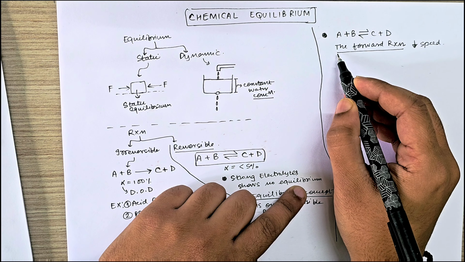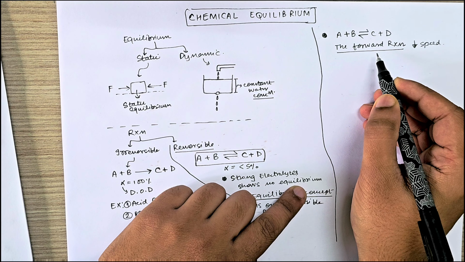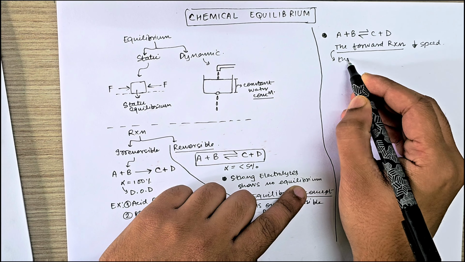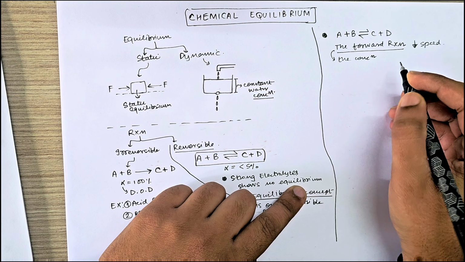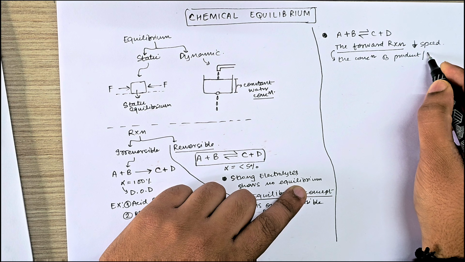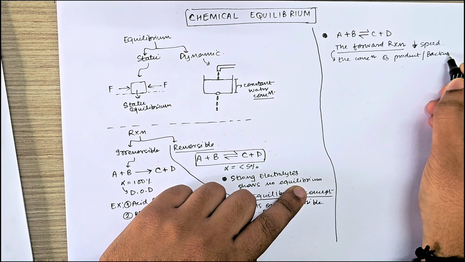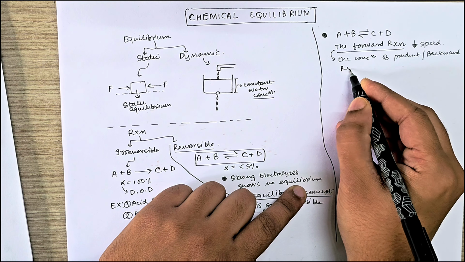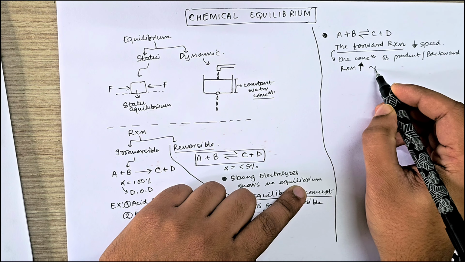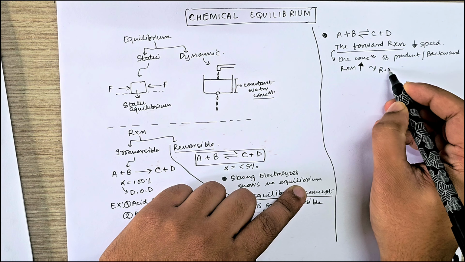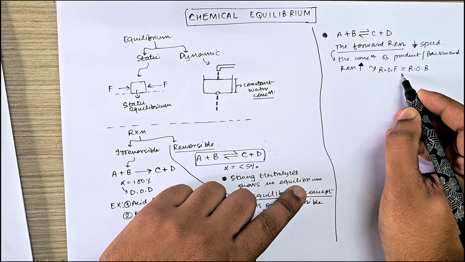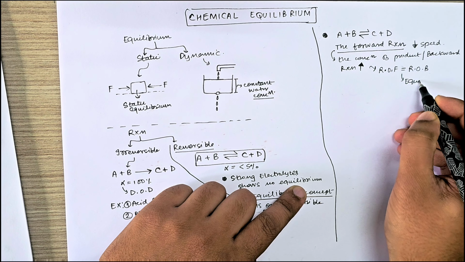So with time the forward reaction basically decreases in speed, and with time, vice versa, the concentration of product, or you can say the backward reaction, increases, and at some point the rate of forward reaction equals the rate of backward reaction. This point is known as the equilibrium point.